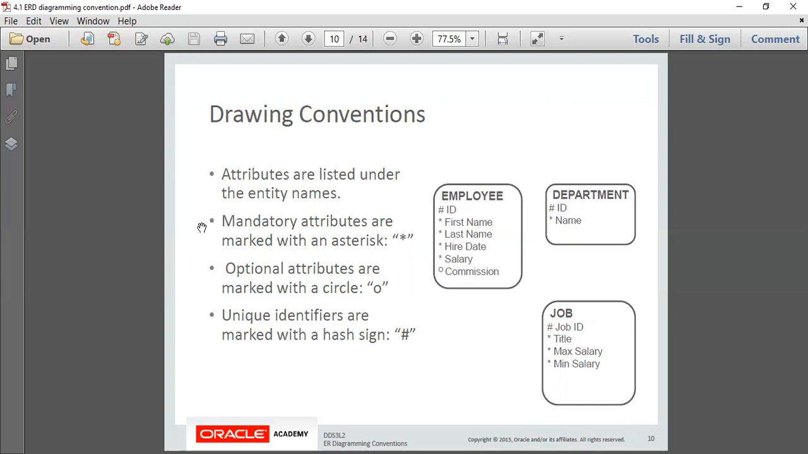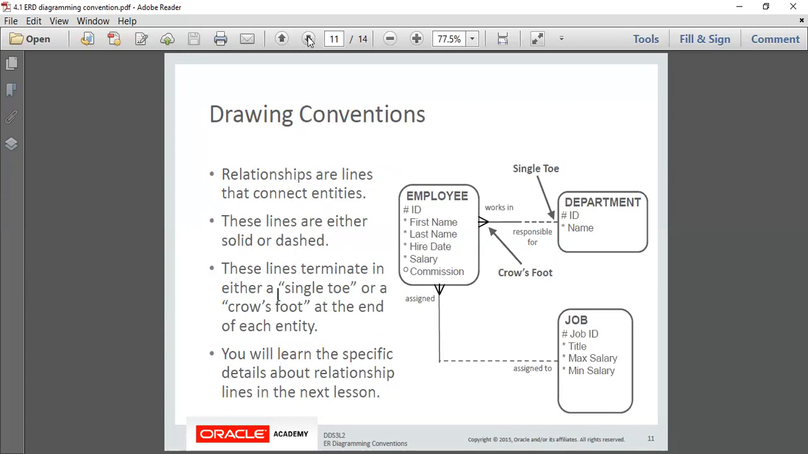Then remember we talked about unique identifiers. What distinguishes one instance of an entity from the other? Unique identifiers are marked with the hash sign. So you can see for each entity, we have a unique identifier. In the employee, we have employee ID, in department we have department ID, and in job we have the job ID as the unique identifiers. Then relationships are lines that connect entities, as mentioned.